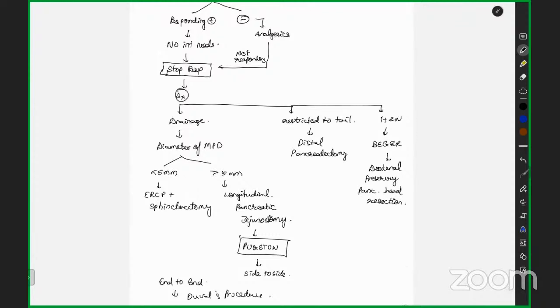If the patient's pancreatitis is restricted only to the tail, I do distal pancreatectomy. If it involves head and neck, I perform Beger surgery, duodenum preserving pancreatic head resection. With this, we are completing pancreatitis. A very short and brief discussion I did.